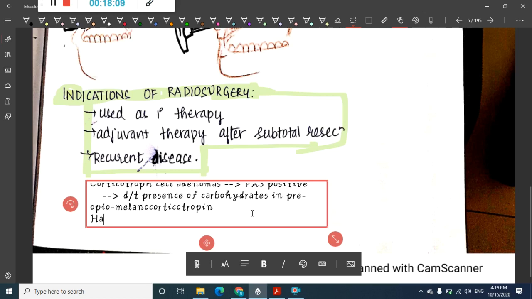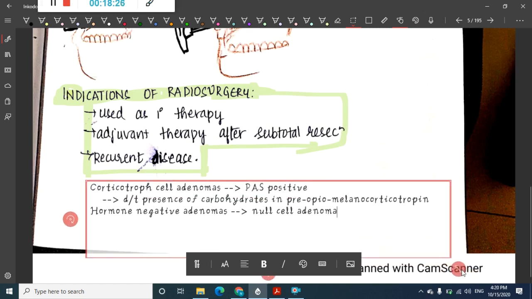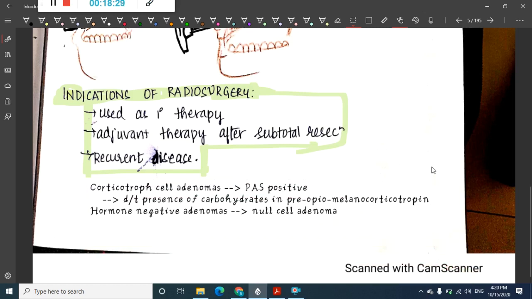And one more thing, hormone negative adenomas are also called null cell adenomas. That means they do not produce any hormones, right? I'll show you some pictures now, just a minute.